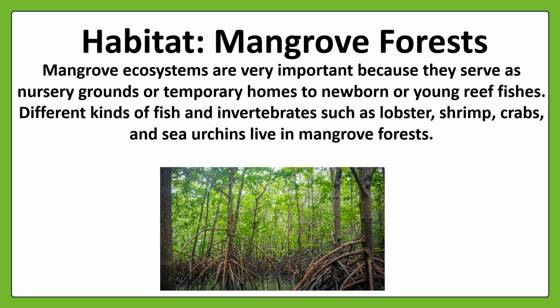Mangrove systems are very important because they serve as nursery grounds or temporary homes to newborn or young reef fishes. Different kinds of fish and invertebrates such as lobster, shrimp, crabs, and sea urchins live in mangrove forests.